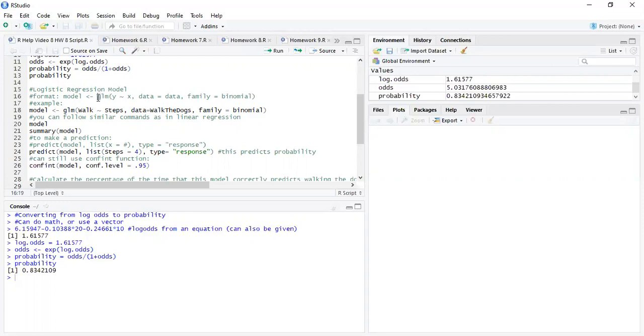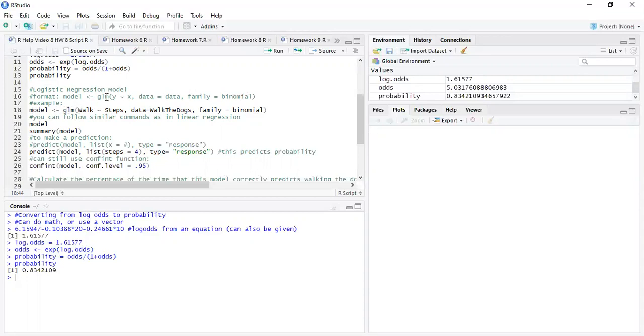First, instead of lm, you'll put glm. The second is that you ensure you write family equals binomial. You don't write family equals anything for linear models, but it's absolutely necessary for logistic regression models. Let's go through an example. In your homework, you'll be using this set, walk the dogs. So I'll use it for the example.